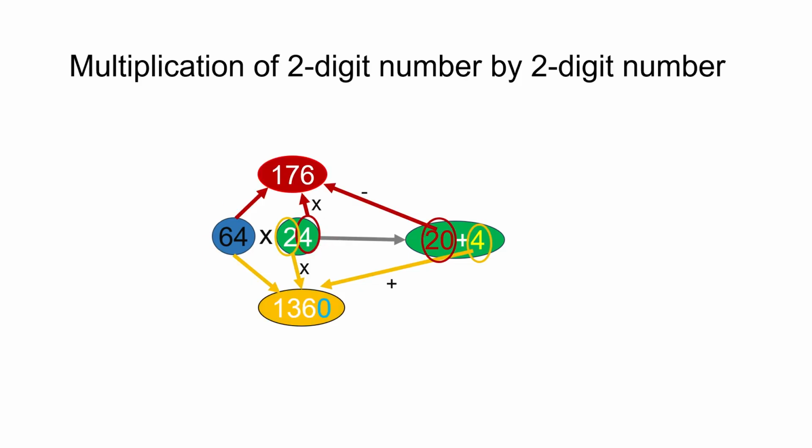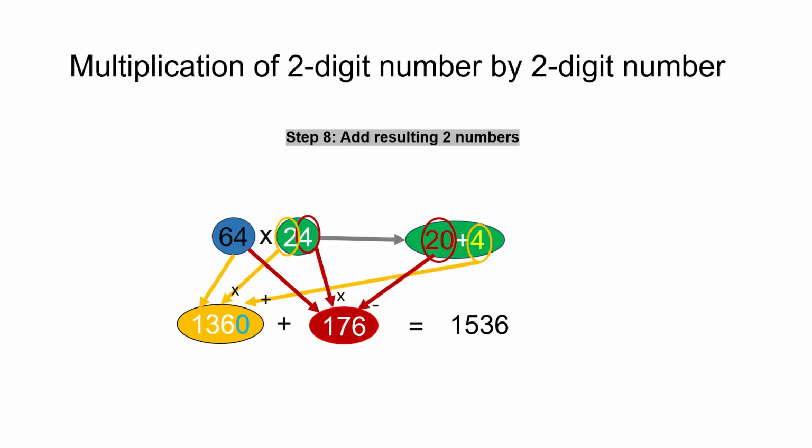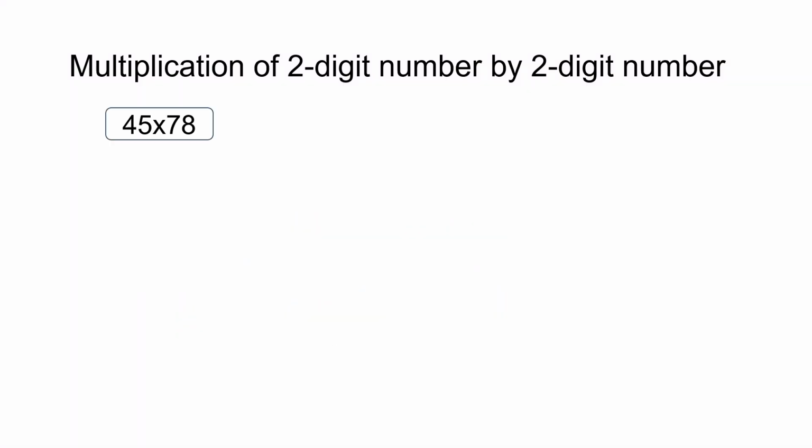Now after getting these two numbers, to get the final answer, we have to add these two numbers, that is 1360 and 176. In this way we get the final answer of 1536, which is the product of 64 multiplied by 24. In this way we can use this method for multiplication of a two-digit number by another two-digit number.